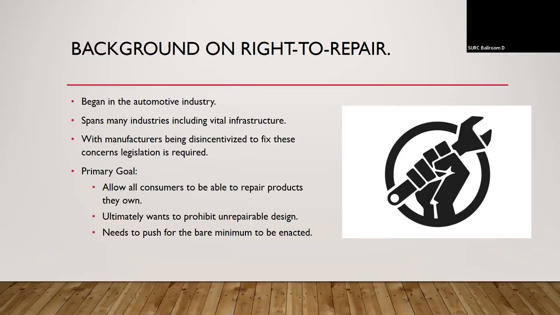But many manufacturers are using these practices, like creating their own specialty screws, to make it so you can't do this. And they make it as hard as possible to repair their device. And the primary goal for right to repair is just to allow people to repair them. Ultimately, right to repair is trying to limit the amount of unrepairable design, such as gluing the phone shut, using special screws, things like that. But right now, the legislation is hard to pass in many states, and to pass federally especially. So it is a bit difficult to get this to pass.